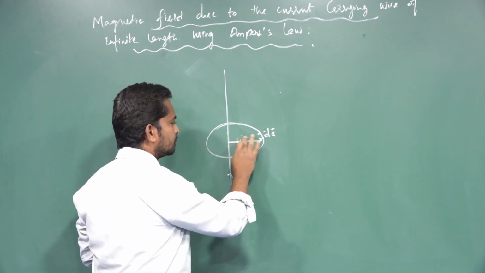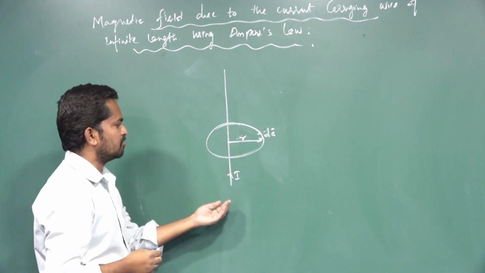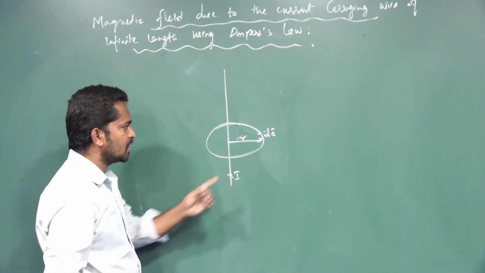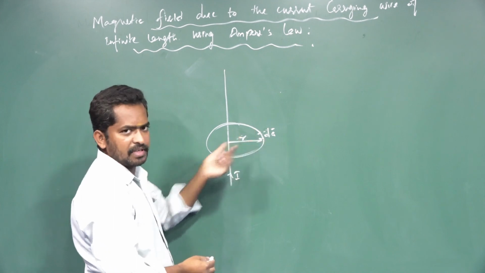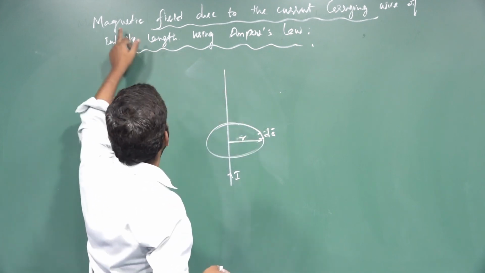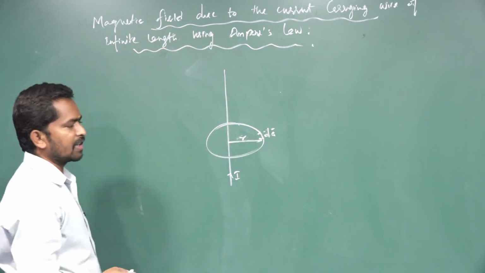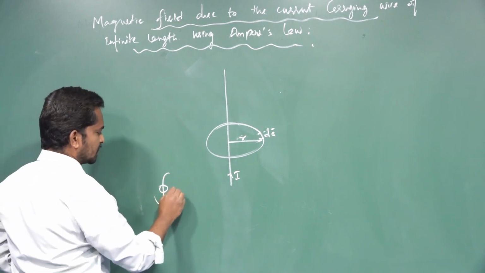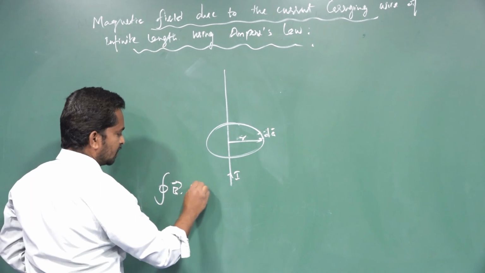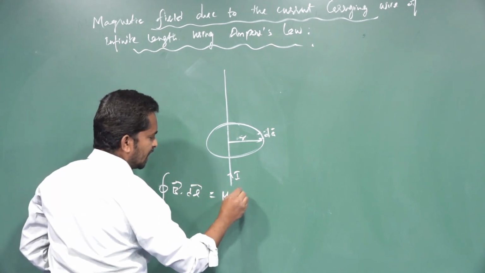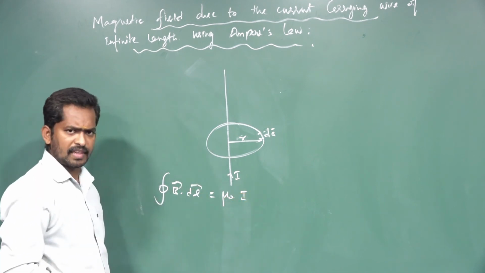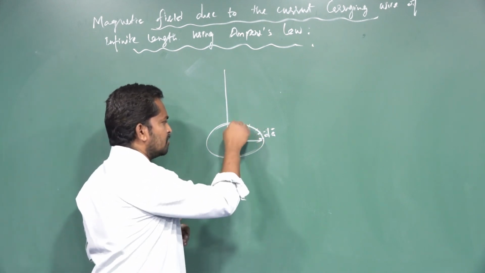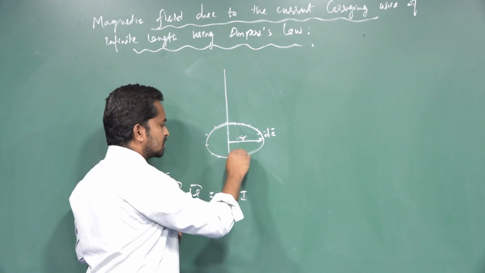This is the circular magnetic line of force, with radius R. The magnetic field develops around the conductor, and the flow of current is I. I want to calculate the magnetic field due to the current carrying wire using Ampere's Circuital Law. The closed integral of B vector dot dl vector is equal to mu naught times the net current. At each and every element, the magnetic field is the same.